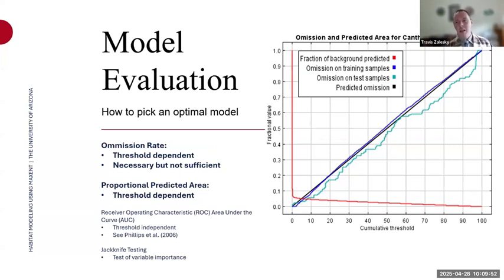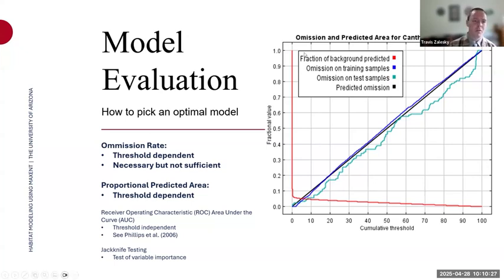Okay, so once you've collected all of your data and you've run your model, you must then validate your model. Evaluation is a critical step in any classification model, and there are several methods for evaluating MaxEnt models. The first two methods are threshold dependent, meaning that the fitness score is a function of some arbitrary threshold value. There's the omission rate, shown here in blue, which is the fraction of training or testing points which are not captured at a given threshold.